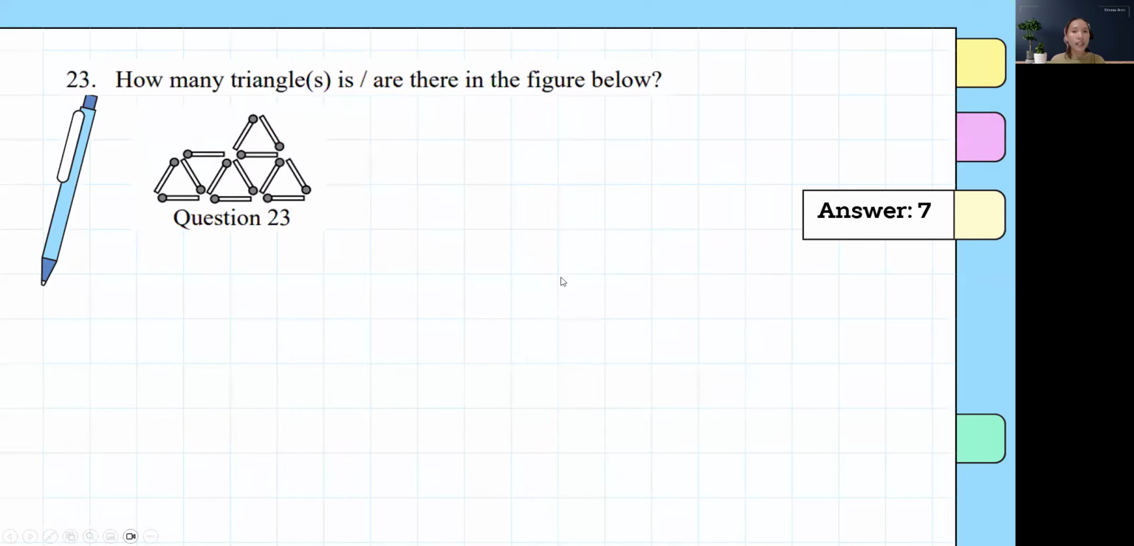Let's proceed to 23. Here, for number 23, we can count the number of triangles. Let's see. We have 1, 2, 3, 4, 5, 6, but we have a big triangle we can fit here. That's 7. So it should be 7. All right, that's the answer for 23. Questions in the chat box? No question? All right, let's proceed to number 24 then.